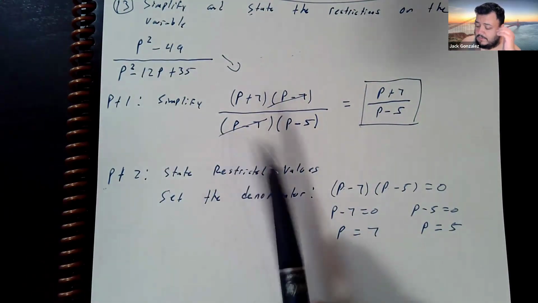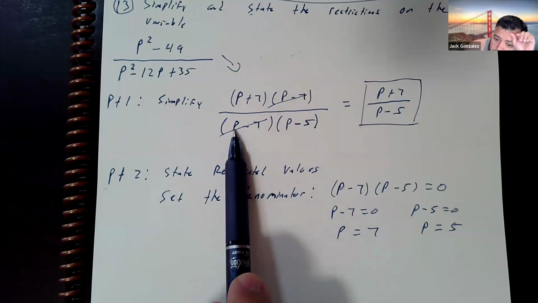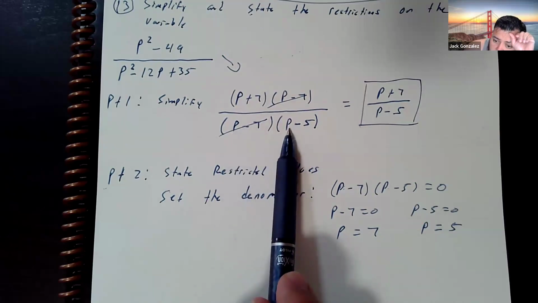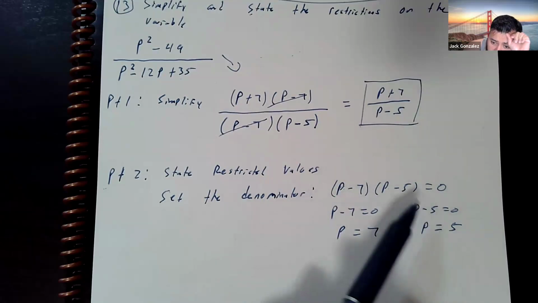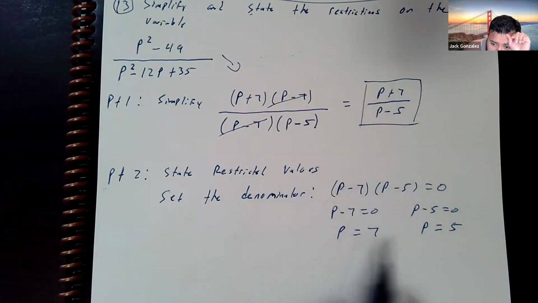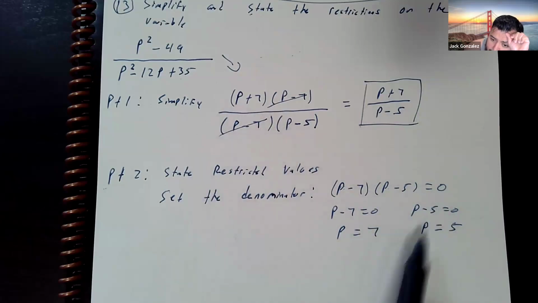So right away you can see, if I put a 7 right there, that's a problem. If I put a 5 here, that's a problem. So the restricted values are 5 and 7. But this is how you would find them if you couldn't see it.